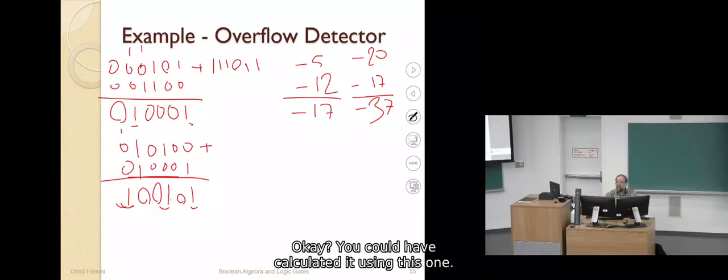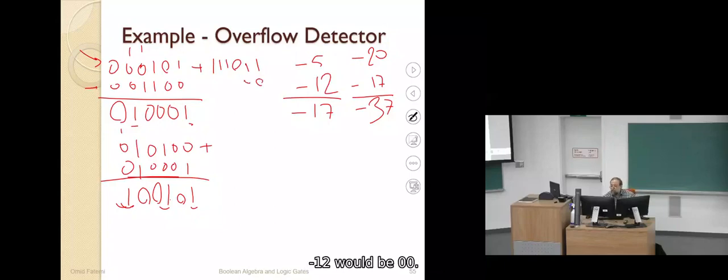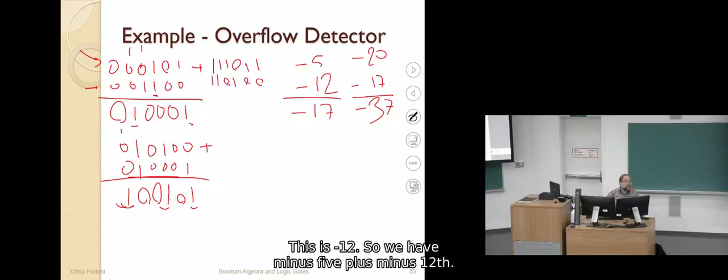You could have calculated it using this one. You negate this one, you complement this one, and then add 1 to it. But it will be easier. You start from the right, look at the first one, keep the first one, and then negate the rest, complement the rest. So this was 12. What would be the minus 12? Minus 12 would be 0, 0. We go up to the first one, 0, 0, 1, and then we negate 0, 1, 1. This is minus 12. So we have minus 5 plus minus 12.